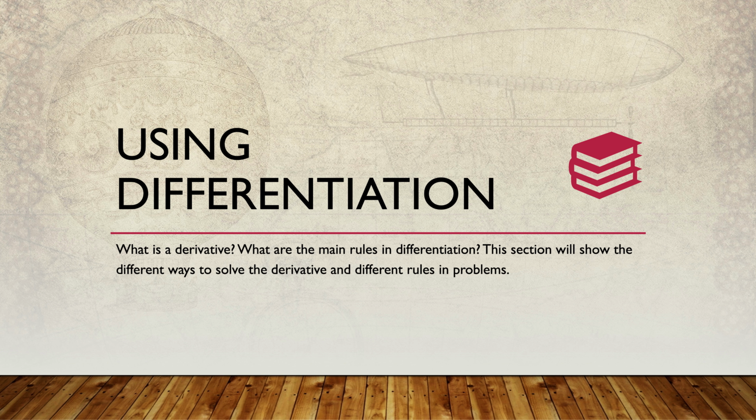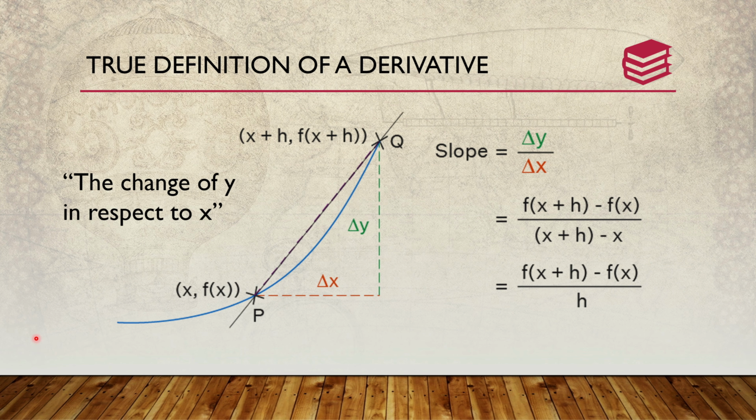We'll be talking about what a derivative is, what the main rules of differentiation are, and how we would solve them. So let's first introduce the true definition of the derivative. As you can see here, it is the change of y with respect to x. So what does this all mean for us? Well, as you can see, the secant line is between 2 points, point P and point Q, and what we're trying to find is basically the slope between these 2 points.